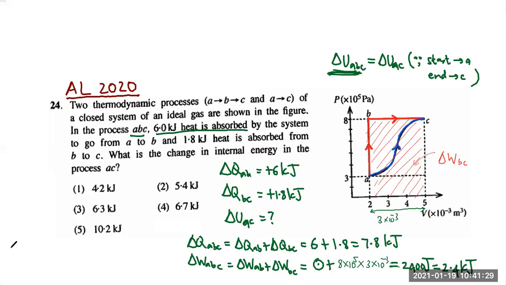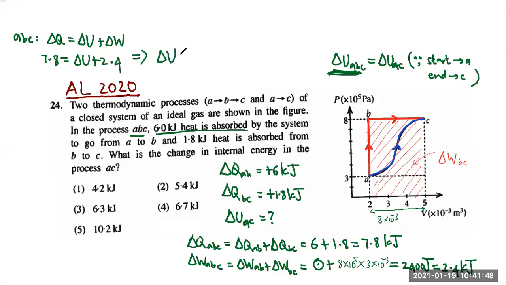So we have to find delta U for process ABC. What are we going to do? We are going to apply the first law of thermodynamics. Delta Q is 7.8. Delta U, we don't know. Delta W is 2.4. Delta U is equal to 5.4 kilojoules. I'm getting 5.4 kilojoules.